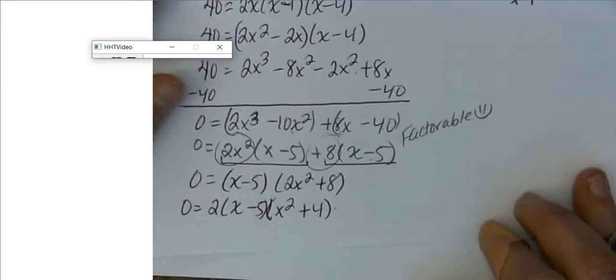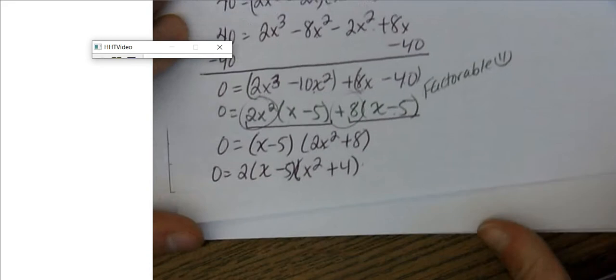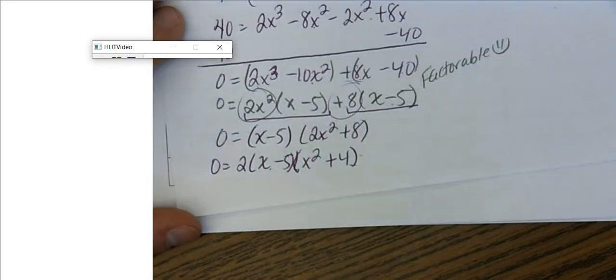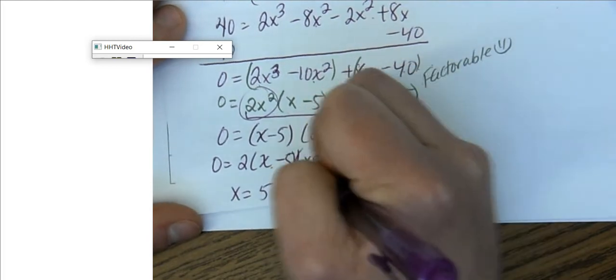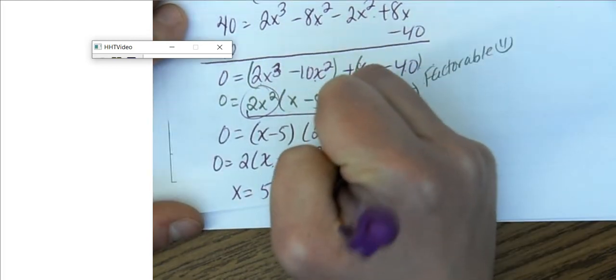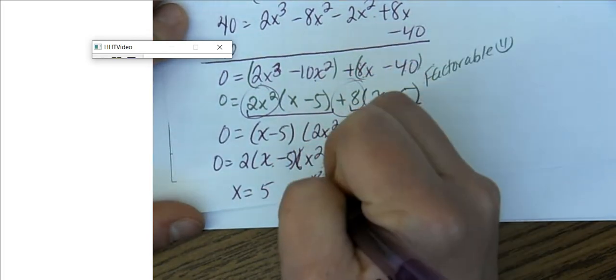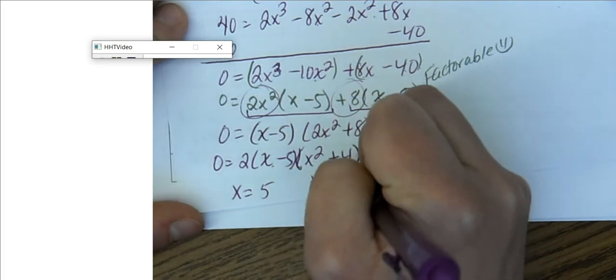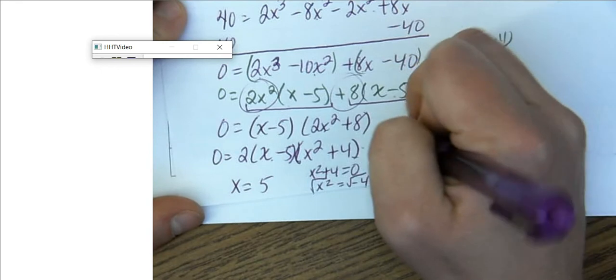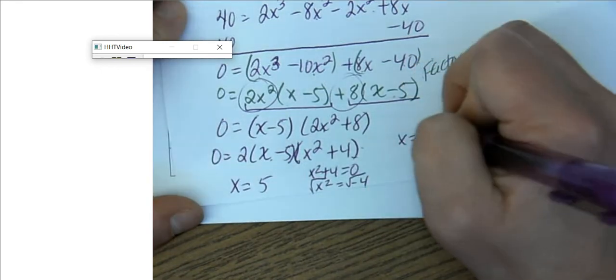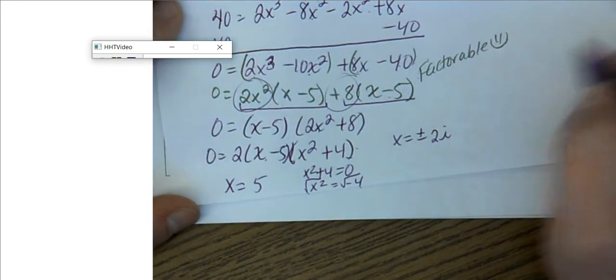So now this is factored completely, and I'm going to set each parenthesis equal to 0. So I end up with x equals 5, and then I'm going to write x squared plus 4 equal to 0. I'm going to subtract 4 on both sides, and then I'm going to take the square root of both sides, and I end up with x is equal to plus or minus 2i, which is once again imaginary.